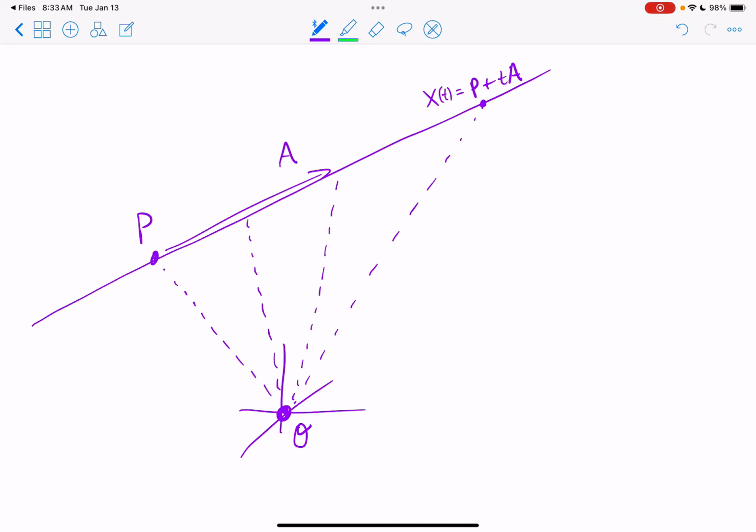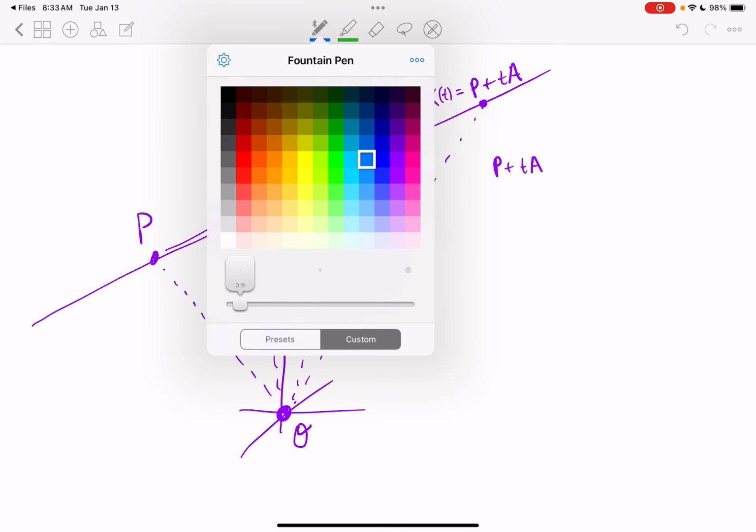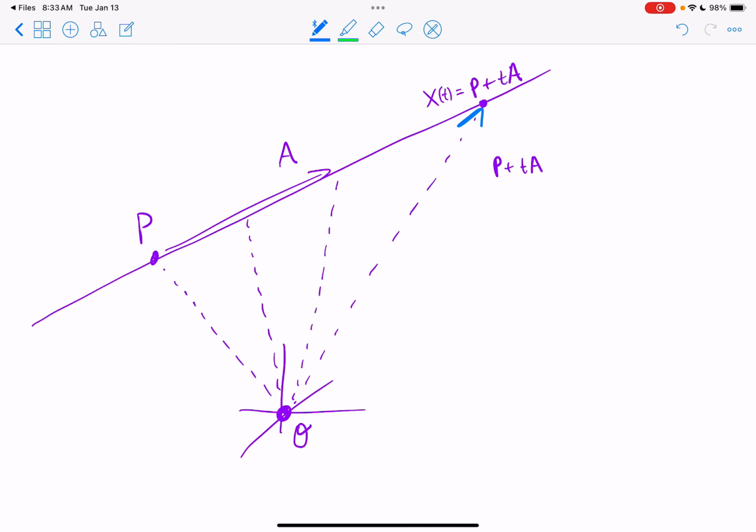Well, if we're at the point P plus TA, how do you get a vector? Final minus initial. But the origin is 0, 0, 0, so when I subtract it, that's just the length of P plus TA.